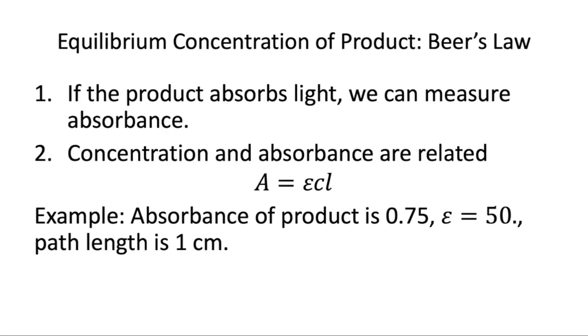So as a reminder, Beer's law is absorbance equals epsilon C l, where C is the concentration in molarity and l is the path length. And in all of the instances that you'll see in this class, it's always 1 centimeter. So if we have an example where the absorbance of the product is 0.75, then we would divide by the epsilon, which in this case we'll say is 50, and the path length, which is 1, and we come up with a concentration of 0.015 molar. All of these examples, by the way, you can go ahead and do them on your own to make sure that you get the right answers.